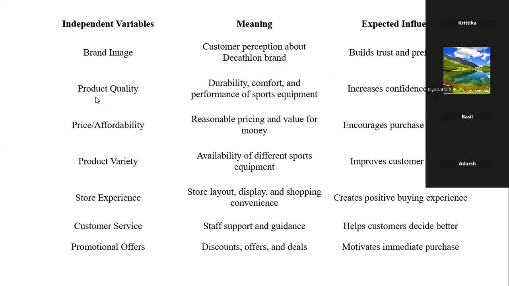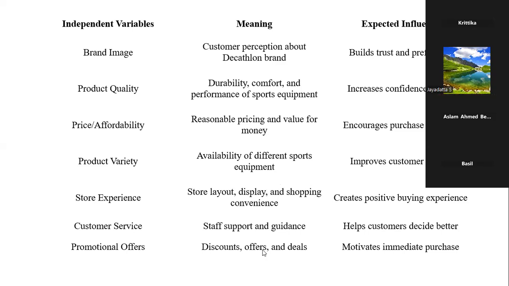Product quality is also one of the independent variables. It is independent in its own way when it comes to durability, comfort, and performance of sports equipment, with specific reference to Decathlon. Whether it increases confidence to buy, whether the comfort available in the products and services made available to the consumers at Decathlon, or durability, actually helps the consumers to go ahead and make some decision to buy. So price and affordability, reasonable pricing and value for money, is one of the very important instances. It encourages the purchase decision, obviously.